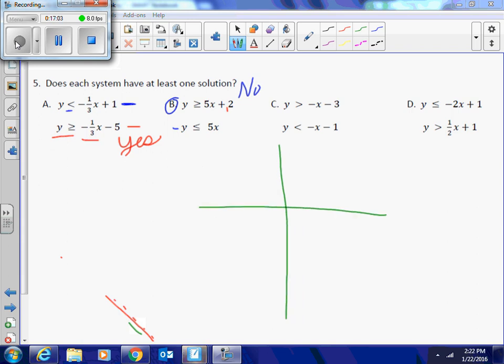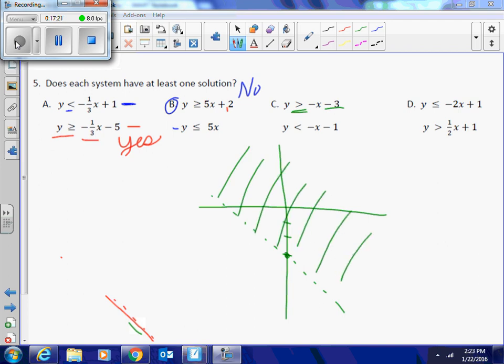On the first one, I have got a y-intercept of -3 and a slope of -1. So I've got to make sure it looks downhill. It'll be a dotted line. And it says y is greater than. That means I'm shading above.